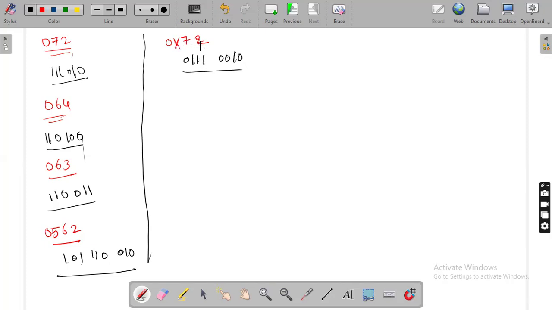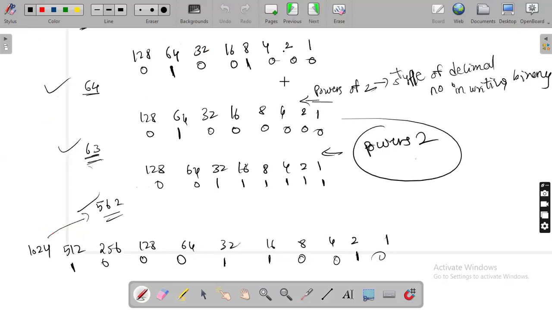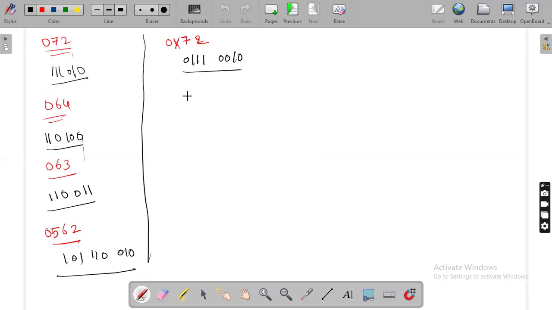If you want to write binary for hexadecimal, then each digit you have to write in 4 bits format. For octal, you write in 3 bits format. For decimal, if you want to write binary, you have to write powers of 2 series. Okay?